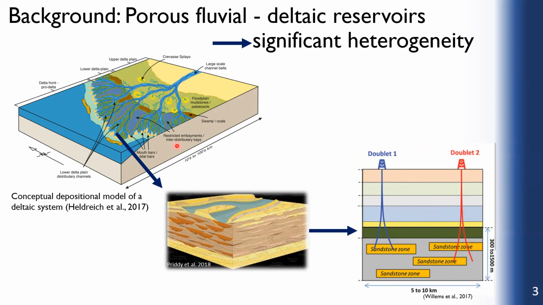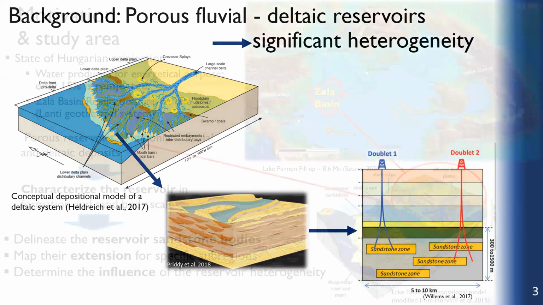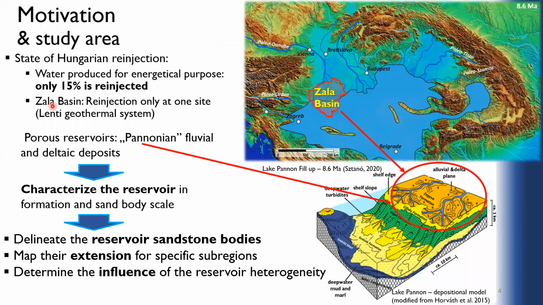So the distribution of the sandstone bodies, like the mouth bars or the distributary channels, provide sandstone bodies with significant extension, while the interdistributary bay and the prodelta environments result in rather clay sediments. So this gives the motivation of my study, since this mapping can help boosting reinjection efficiency and also the reinjection in general, which is unfortunately lacking in my study area, Southeast Hungary, and in general in Hungary.